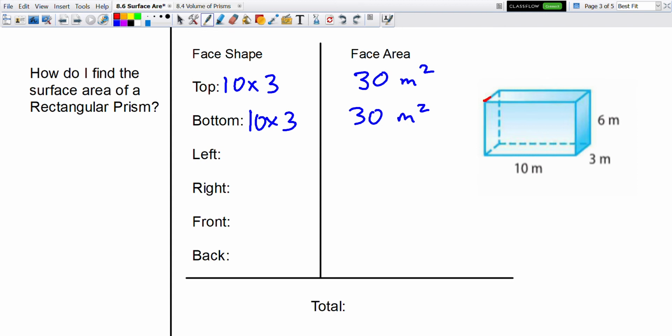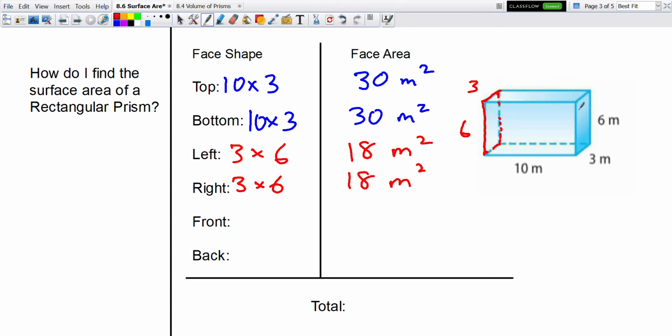For the left and the right, it is 3 meters across here and 6 meters down on that left side rectangle. This is going to be 3 by 6, which is 18 square meters. And it'll be the same on the right: 3 across, 6 down. And for the front and back, the front is 10 meters across and 6 meters down. So it's a 10 by 6 on the front and the back. You can see the back is also 10 across and 6 down. That's going to be 60 square meters.